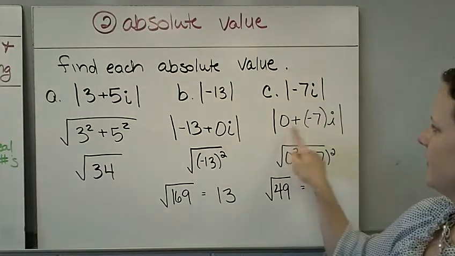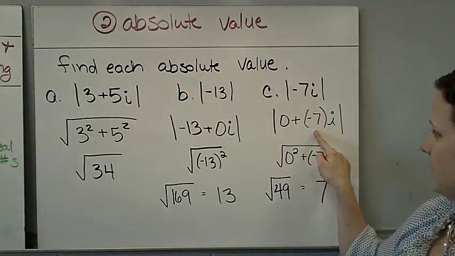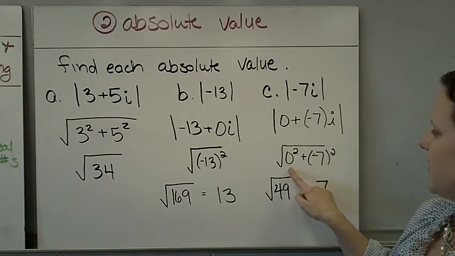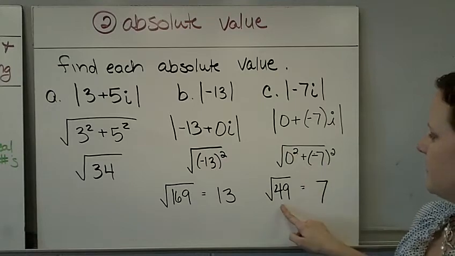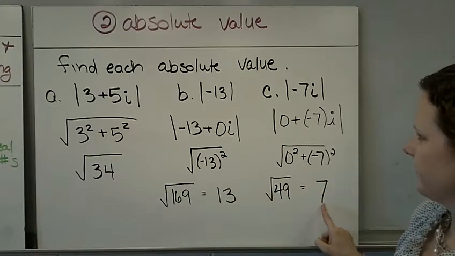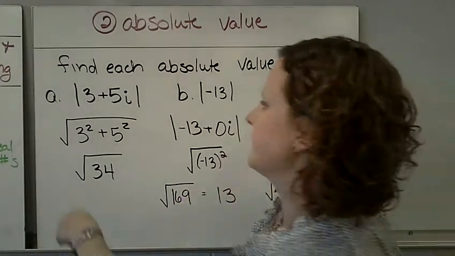-7i, the real part plus the imaginary part. The real part squared, the imaginary part squared. -7 squared is 49. We have our answer. Very straightforward.